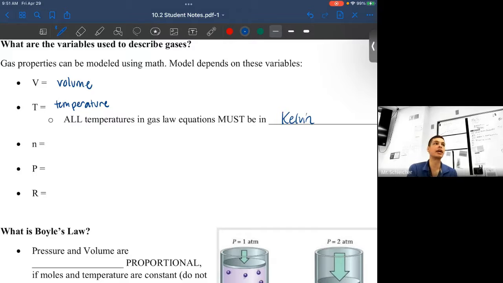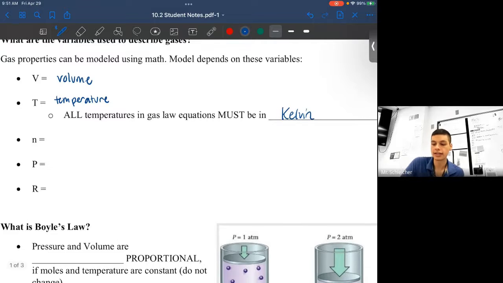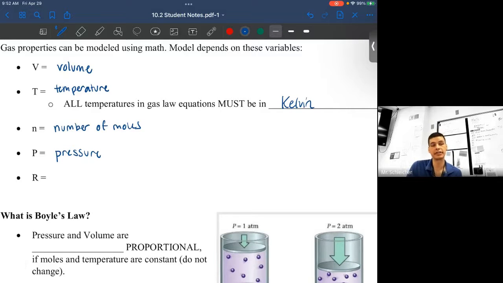And that's just because we're not allowed to do things like divide by 0 or multiply by negative numbers to get weird results. Kelvin will never be 0 and it'll never be negative, so it works for our gas law expressions. This little n that we see here, this stands for number of moles of gas that we have. The capital P stands for the pressure of our gas. So remember, the units of pressure that we learned last time were things like kilopascals, atmospheres, millimeters of mercury, and torr. And this capital R we're going to use next lesson, but this is called the gas law constant. We don't have to worry about it for today.